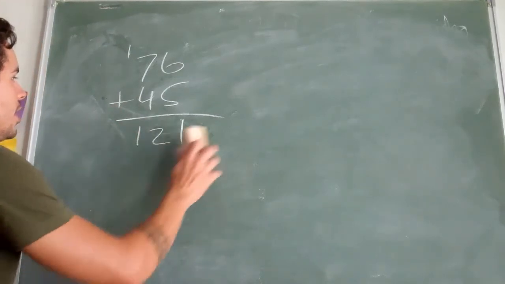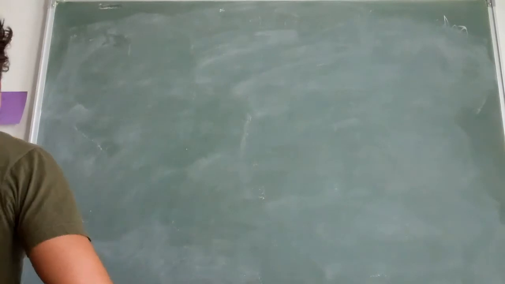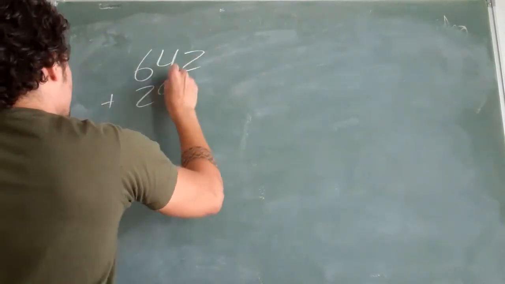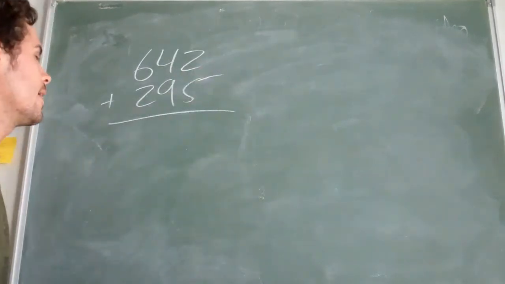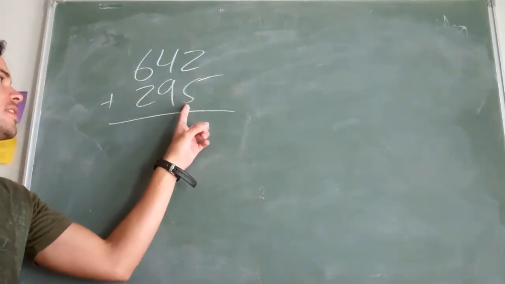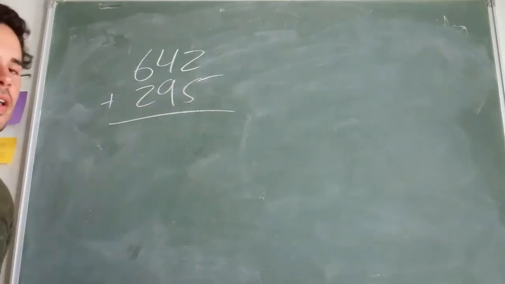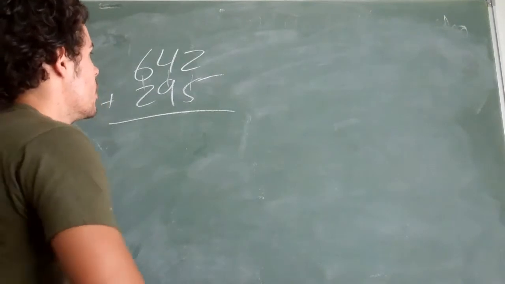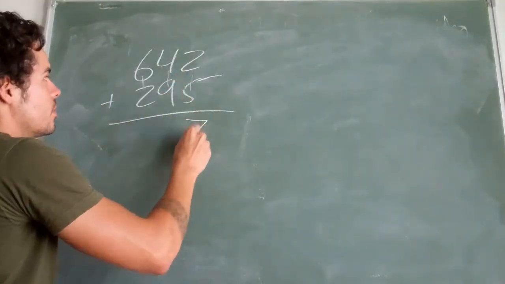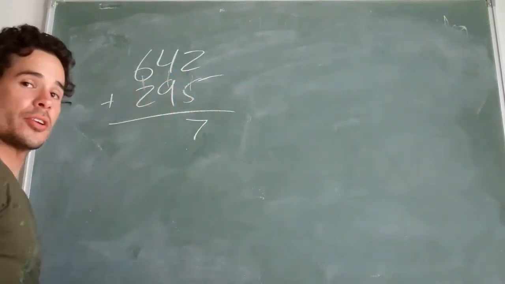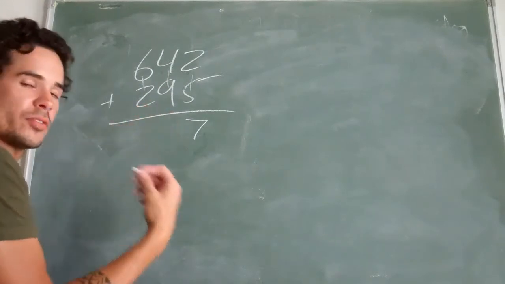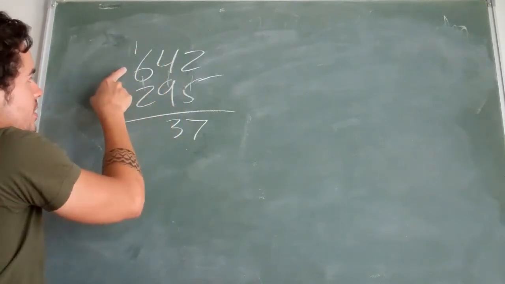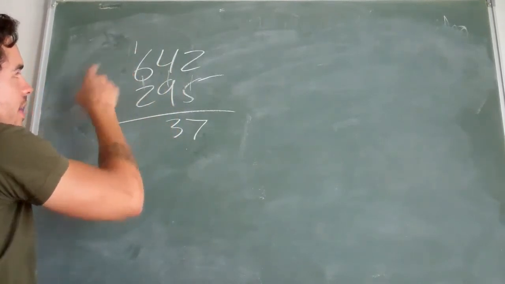So let's try another one, just a bit bigger. Let's try 642 plus 295. You probably noticed here that this is not 2 plus 5, by the way. You're just adding straight up and down, right? So 2 plus 5 is 7. 4 plus 9 is 13. So you notice that this is greater than 10, so you're going to put the 3 right here, and then your 1 is going to go up to the next group of numbers, which is right here.